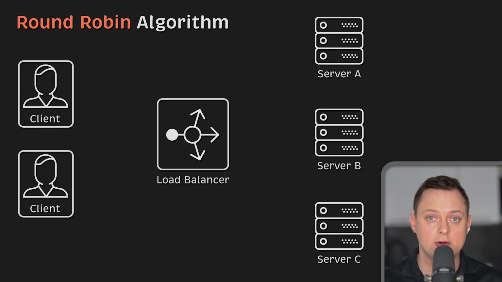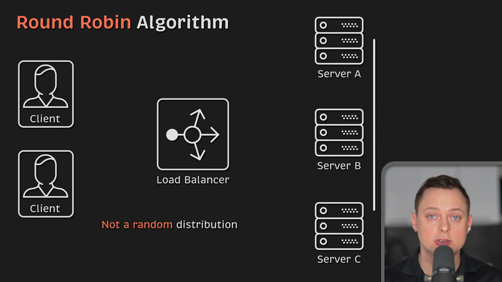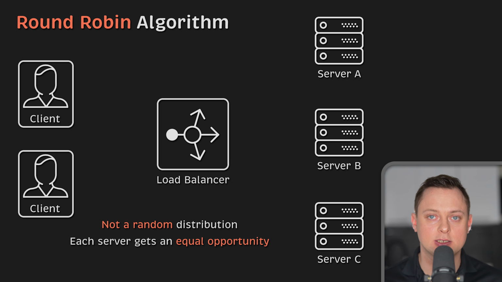Since the third server is the last in this cluster, the next request will be forwarded back to the first server, and the fifth request to the second server, and so on. So it's not random distribution. It starts from the first server, goes down the list to the last one, and then repeats. This way, each server gets equal opportunity to serve requests.